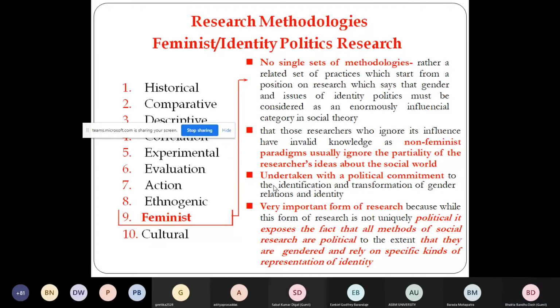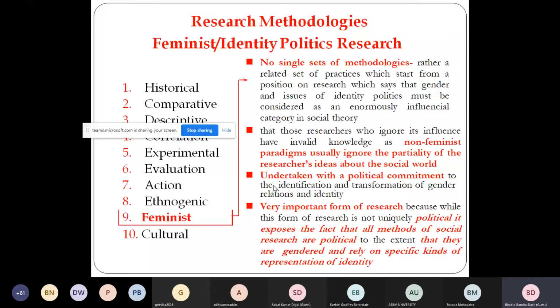usually ignore the partiality of the researcher's idea about the social world, undertaken with political commitment. If you talk about feminist research, sometimes it is undertaken with a political commitment. Sometimes it is undertaken with some kind of federal commitment. Sometimes it is undertaken with some kind of legal commitment. Those are all feminist research. So in that case, you are backed by some kind of commitment force, and you adopt a methodology as and when required.